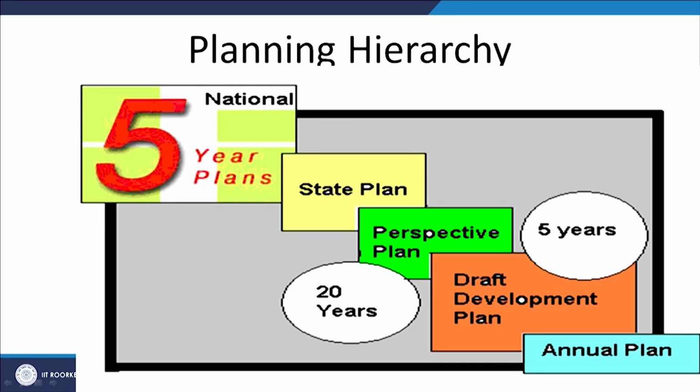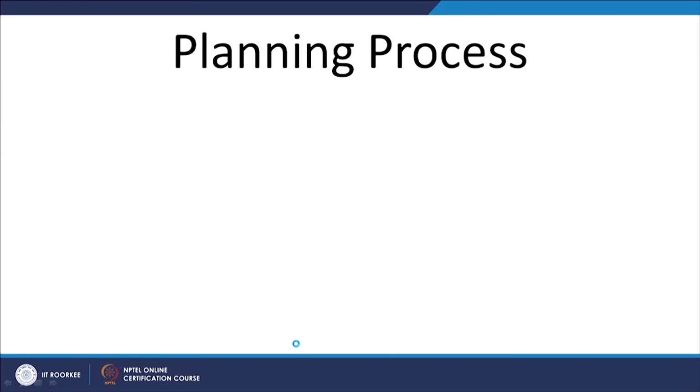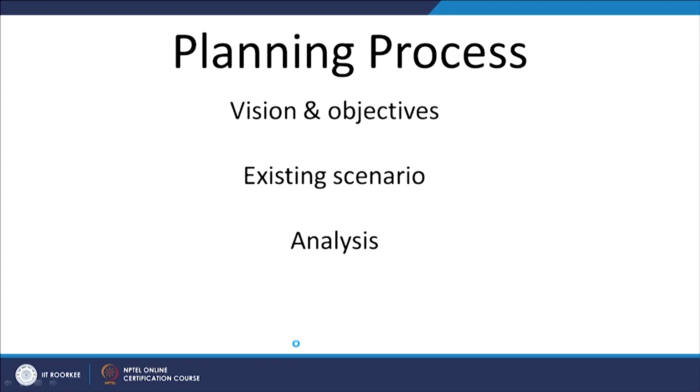So, this we have already discussed. This is basically the hierarchy from top to bottom, which gives a hierarchy from the central government to the local level government. Now, let us discuss the planning process. First I discuss the planning process in principle.